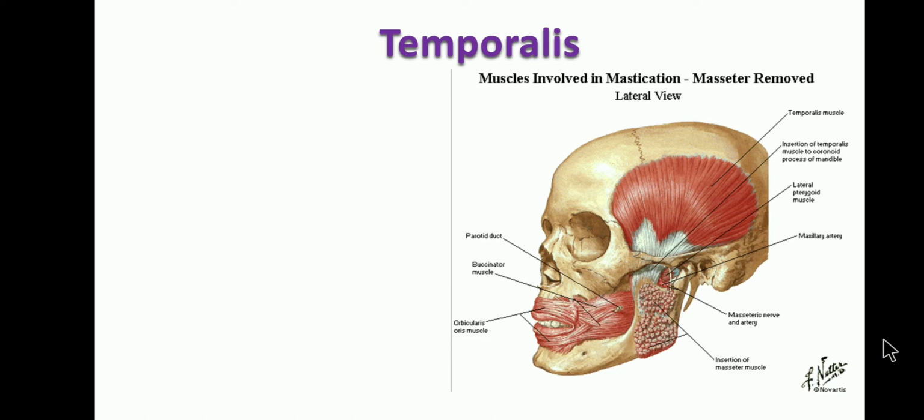So coming to the second muscle, which is the temporalis muscle. The name itself, temporalis, is because it arises from the temporal region, especially from the temporal fossa. So above the zygomatic arch, what you see is the temporal fossa. So it arises from the squamous part of the temporal bone.